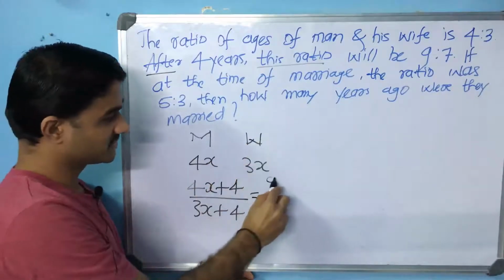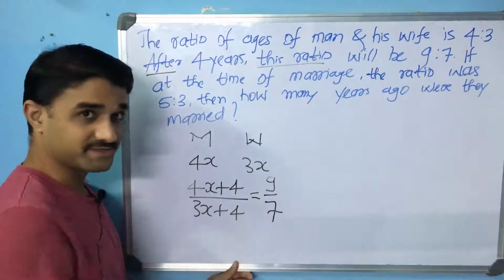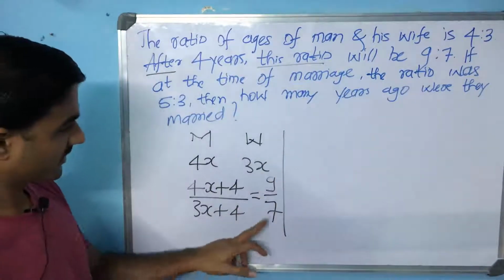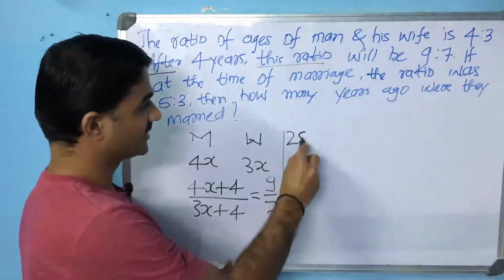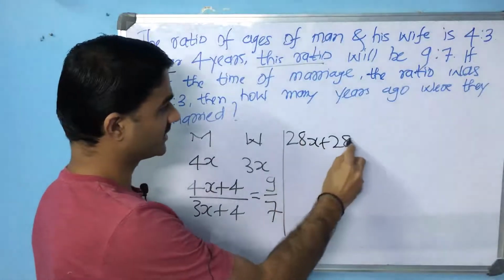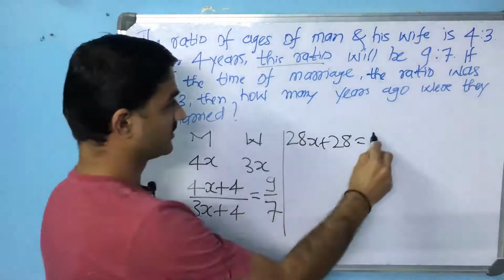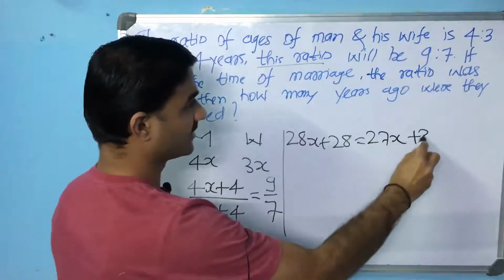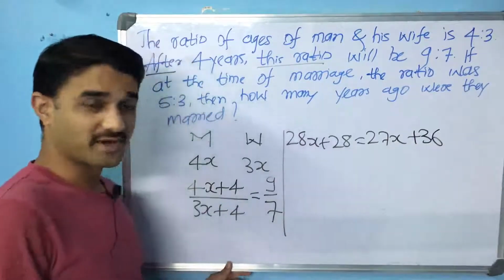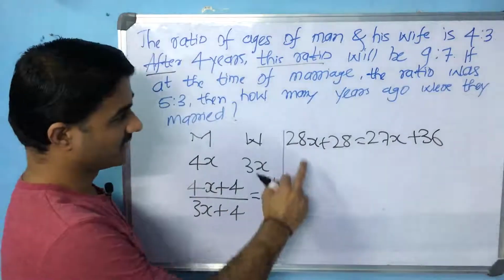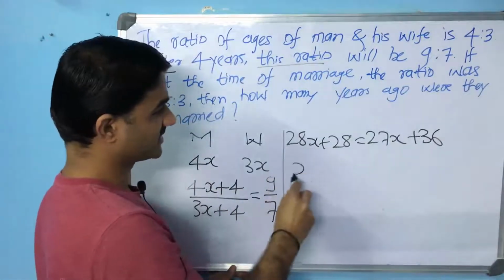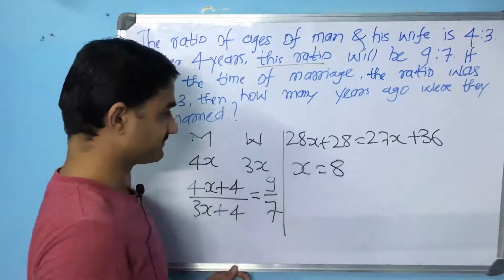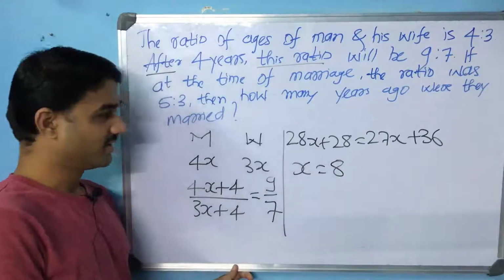This ratio is how much? 9:7. Cross multiply and see what you get. 28x plus 28 is equal to 27x plus 36, which is what you get after you cross multiply. 28x minus 27x is x, 36 minus 28 is 8. So you got the value of x as 8.